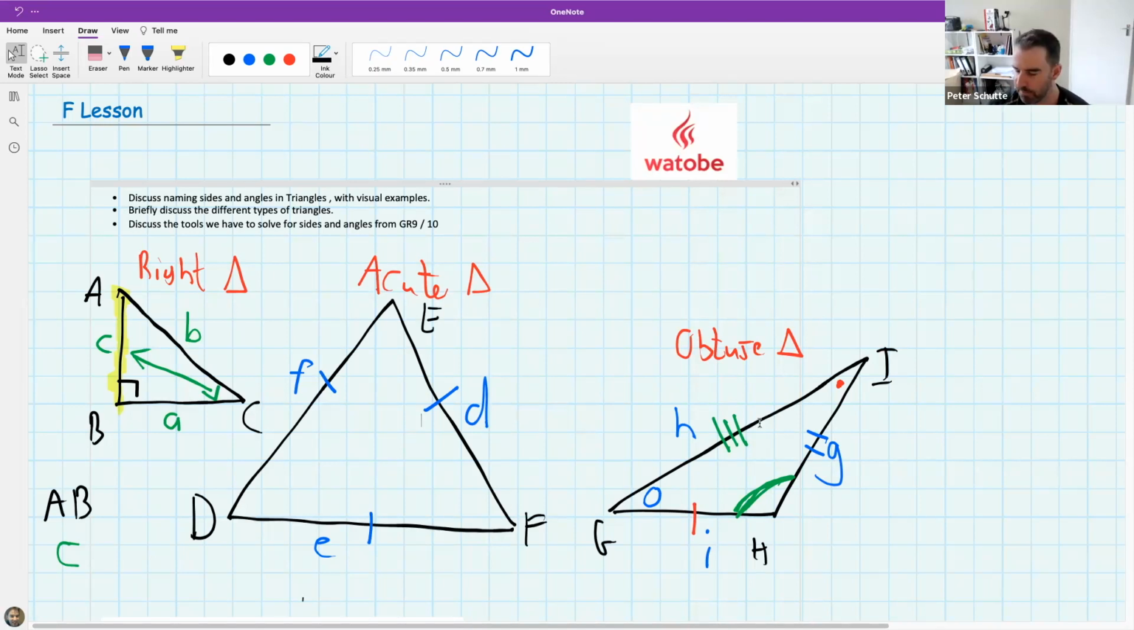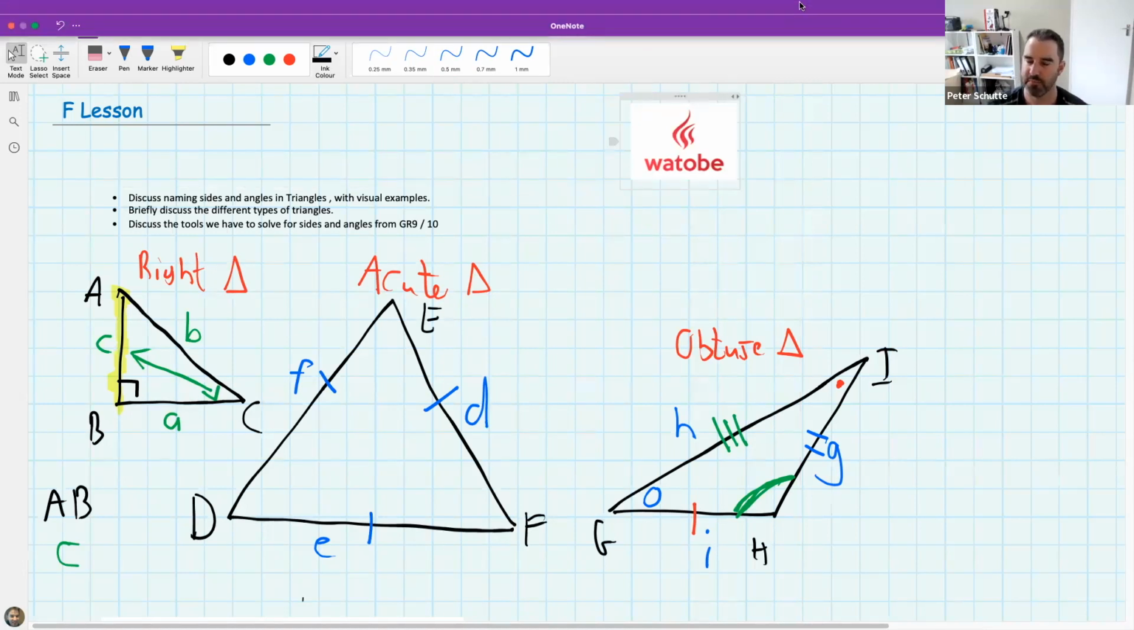Give me a thumbs up if the idea of showing visually that the three sides are of a different length using these little strokes on each side makes sense to you, and the idea that the biggest angle is opposite the biggest side. Just give me a thumbs up if you follow that.